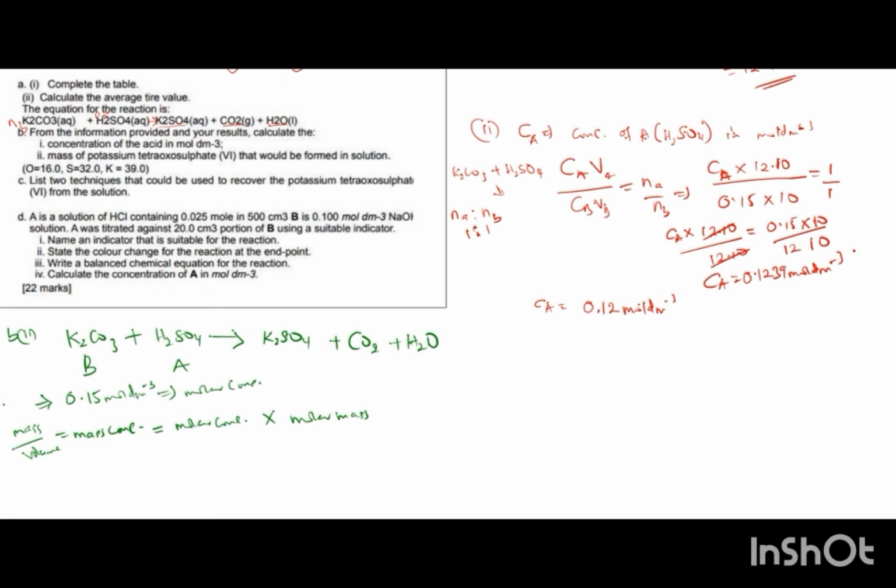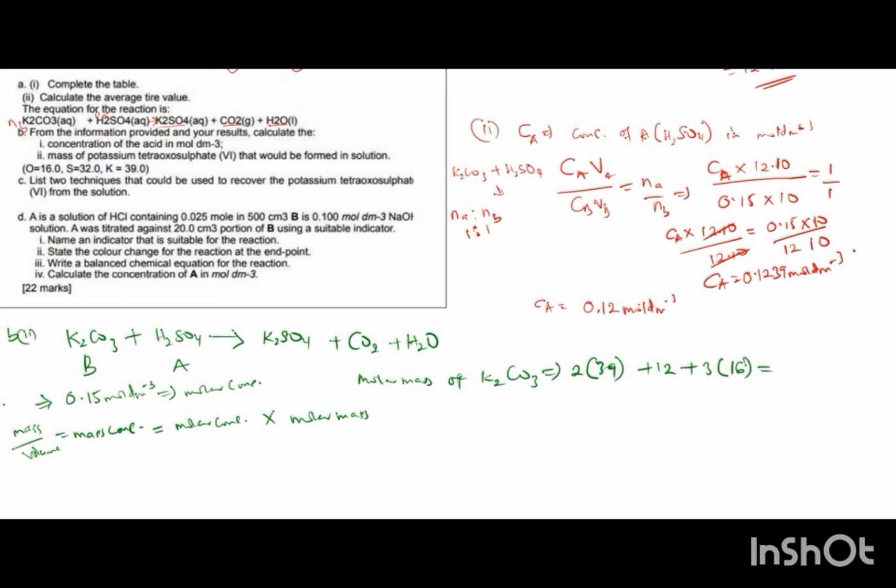So I want to calculate the molar mass here. The molar mass of K2CO3 will be 2 times potassium, which is 39, plus 12 plus 3 times 16. That gives 138 gram per mole. So we now have the molar mass.